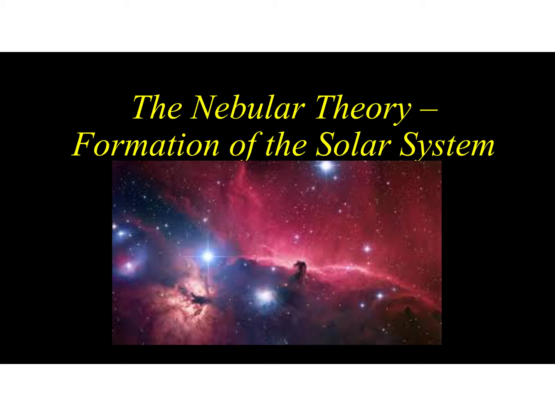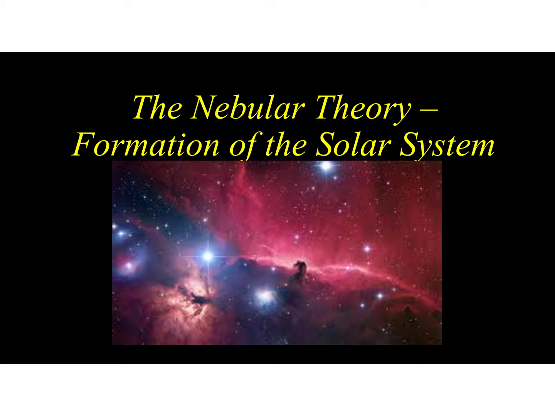In this short video, we're going to look at the origin of the solar system. The solar system is made up of the sun, the 8 major planets, and a bunch of smaller objects. The theory that explains how the solar system formed is called the nebular theory.